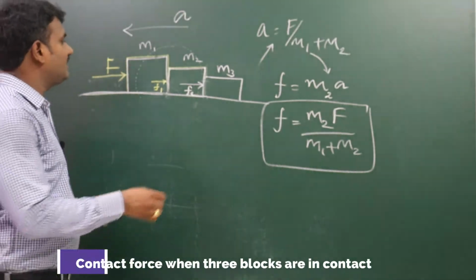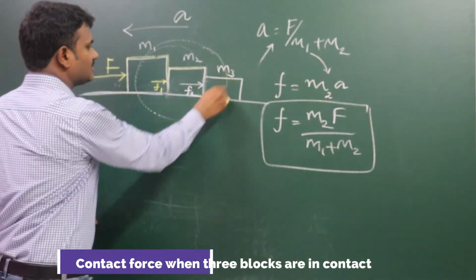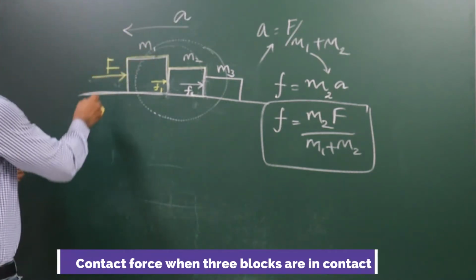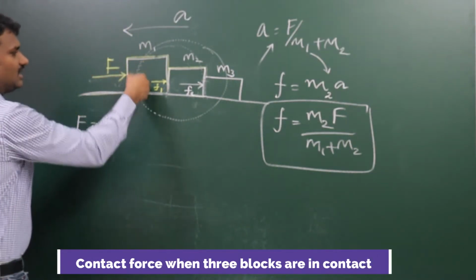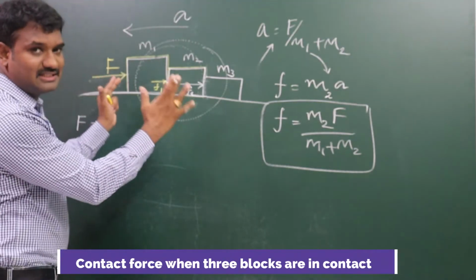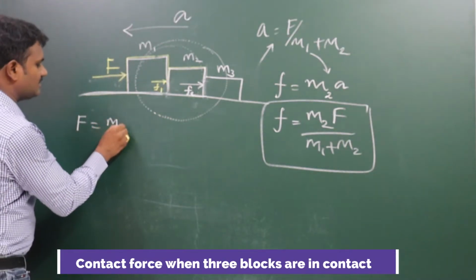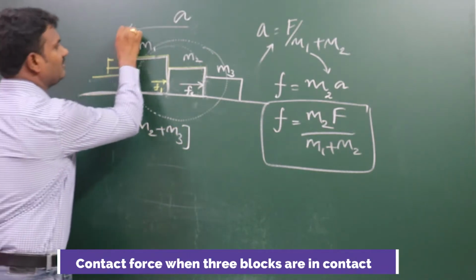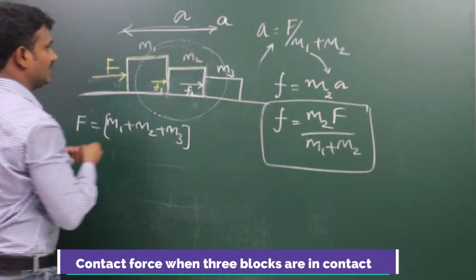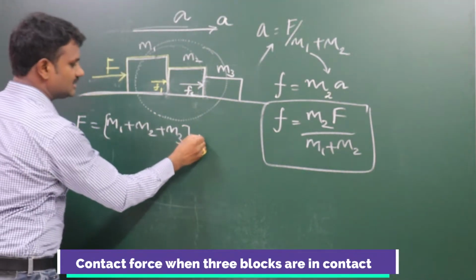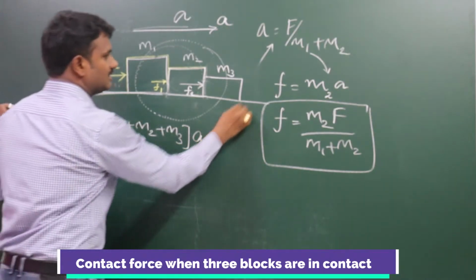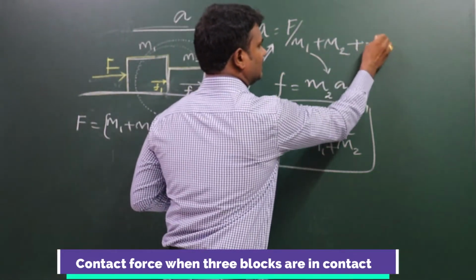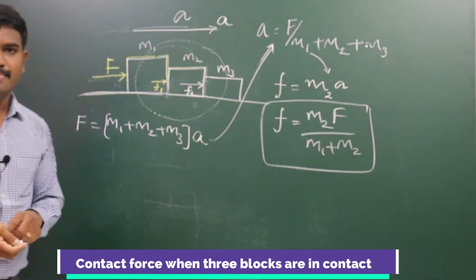What is our first task? Our first task is to treat these three blocks as a single block, and we have to find the common acceleration. As we know, F is equal to the total mass of the single system, M1 plus M2 plus M3, into A, as a whole they are moving with the same acceleration A. From this, A is equal to how much? F by m1 plus m2 plus m3. See, that is the only difference.